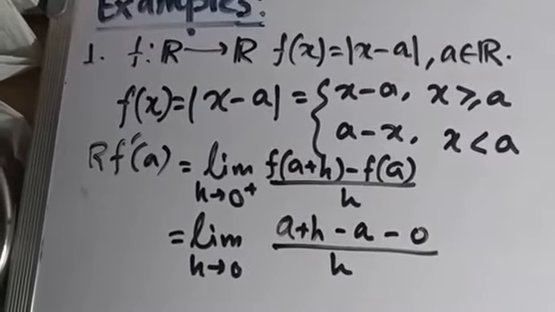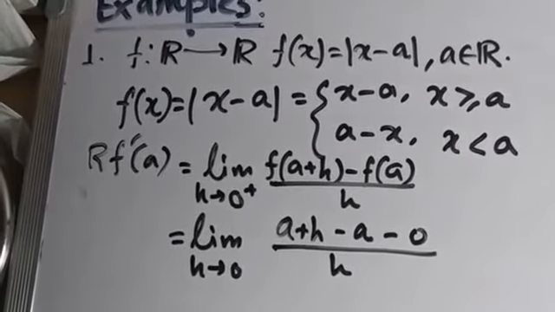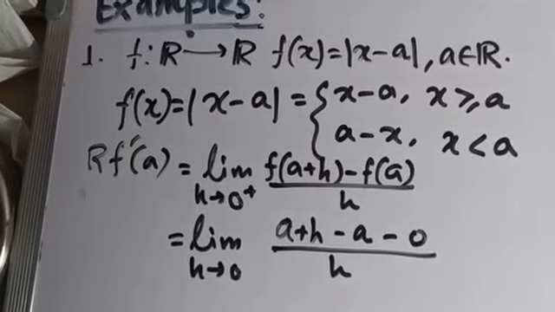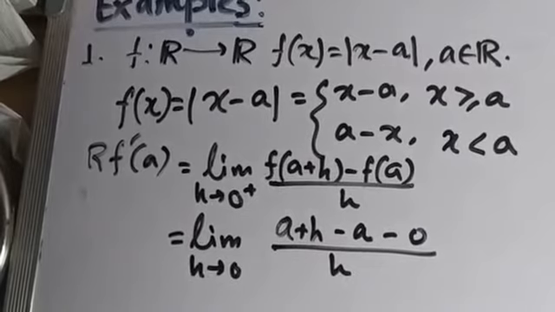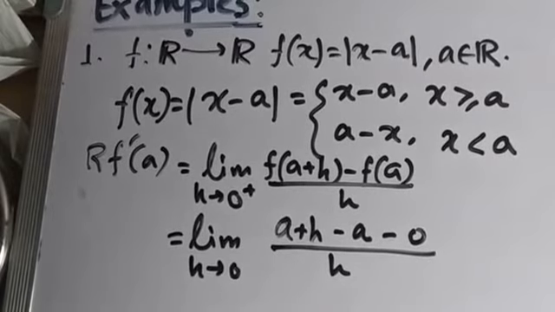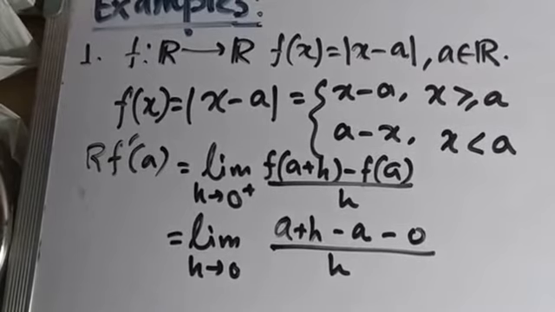So this is the right hand limit, right hand derivative. Carefully see the expression, that when we are calculating limit h tends to 0 plus f of a plus h must be taken from the part x minus a, because here for right hand derivative we consider h as a positive quantity. So then f of a plus h, that is a plus h, will be greater than a, and for that the function will be taken from the part x minus a.